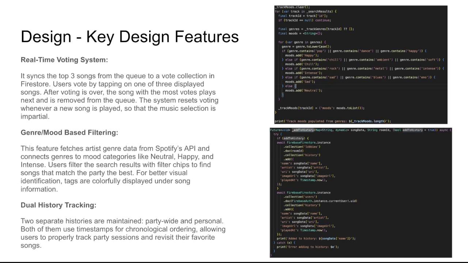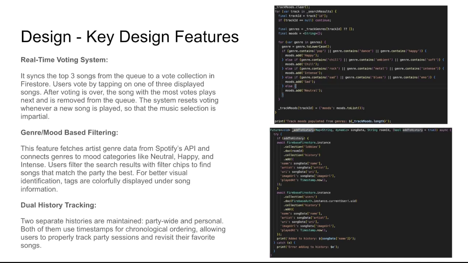When a song plays, the addToHistory function is called, which writes to both collections simultaneously. This dual approach serves multiple purposes. Users can revisit songs they enjoyed and discover what was popular in previous parties that they've attended or hosted, while party hosts get a complete record of their session's playlists. The history displays song metadata, including artwork, artist name, and the exact time it was played, creating a persistent music memory that enhances the whole social experience.